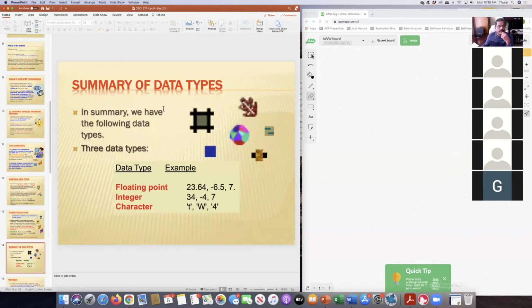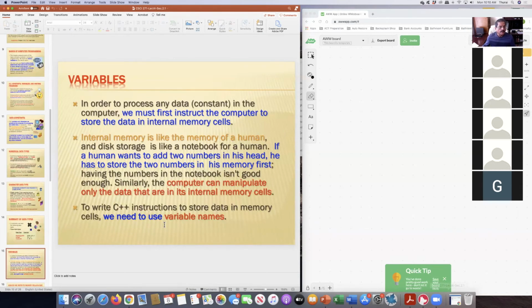So, summary of data types. We have learned three kinds of data types. Floating point type will be a number with a decimal point. Integer type will be a number without a decimal point. Character will be single characters with quotes around them. Three types of data. You'll be learning more data types later. Right now we have learned the basic data types, and some of your homework questions will ask you to identify the data types.